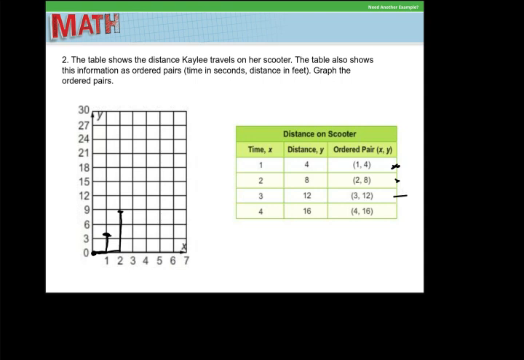Number 3, we're going to start at 3, go up to 12. And for 4, it is 16. Again, since we don't have 16, you're going to have to guesstimate. So over to 4, up to 16. All right, that is how we graph.